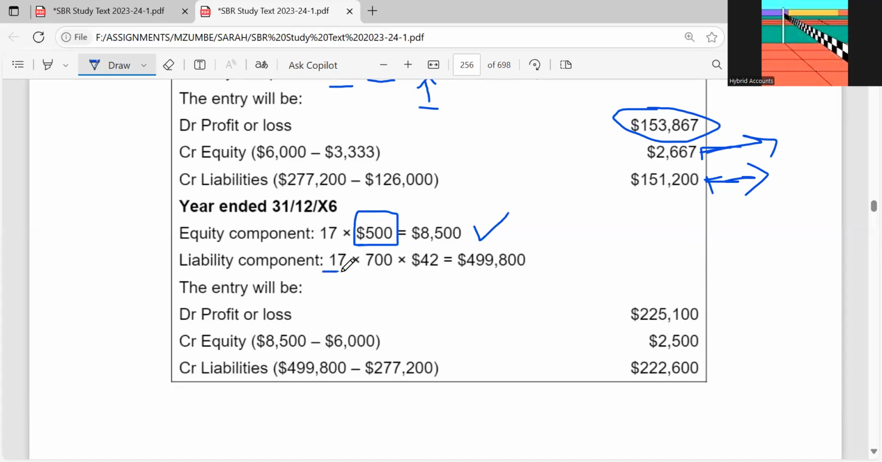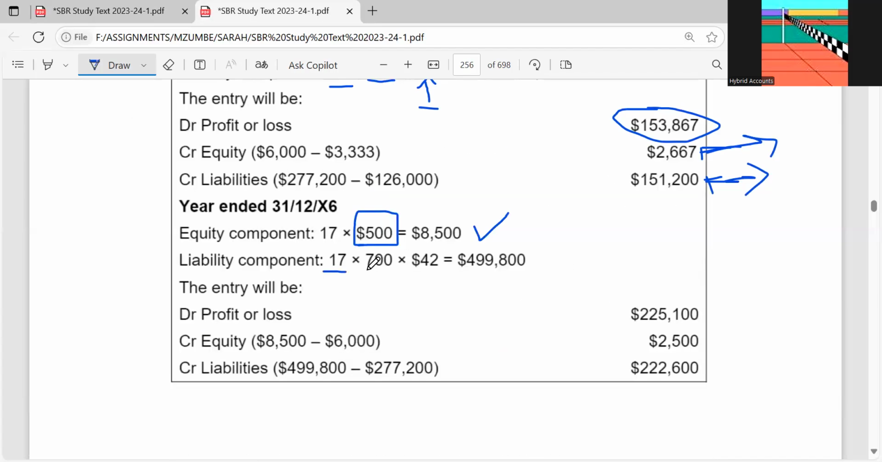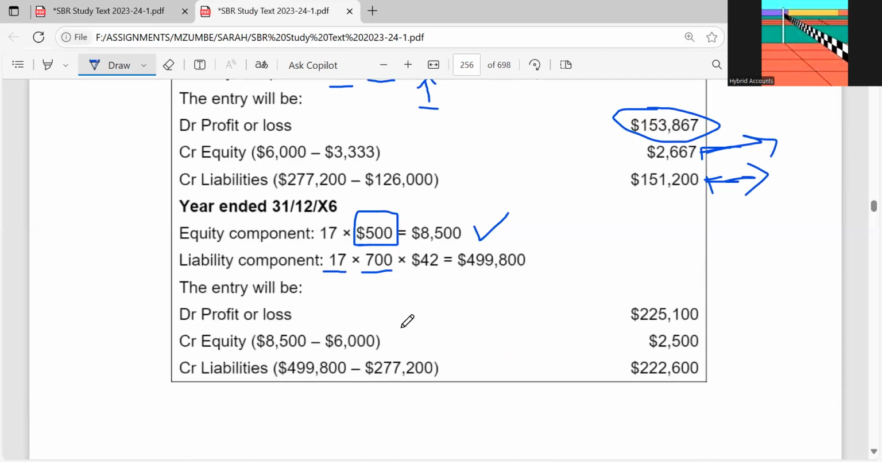You have 17 people. Each one you expect to pay them 700 each year, and then you look at the fair value at the end of that period, which is 42. You look 26 here. So after doing that, you multiply by 3 over 3 and you get this figure here, right?